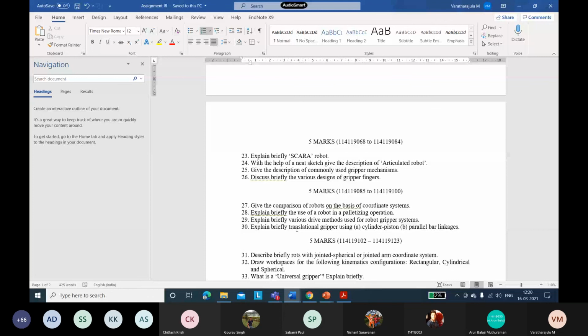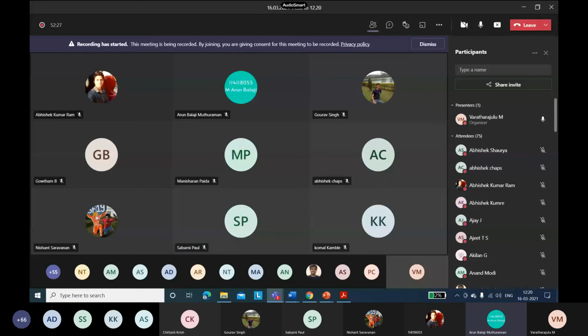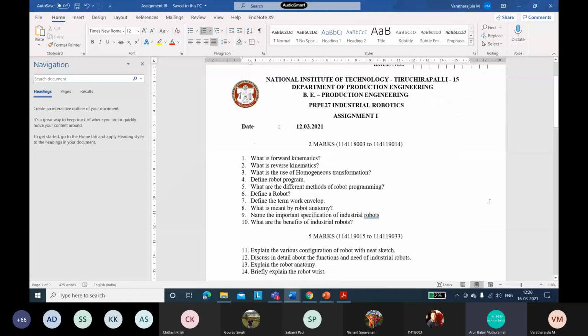In connection with the 29th question, you need to explain about the pneumatic drive, hydraulic drive, and electrical drive. Any other? Sir, for question number 1 and 2, we just wrote the definition. I don't think it will be enough for 2 marks. Okay, you add something. Sir, what shall we add? You can add anything, under the head of forward kinematics, you add.